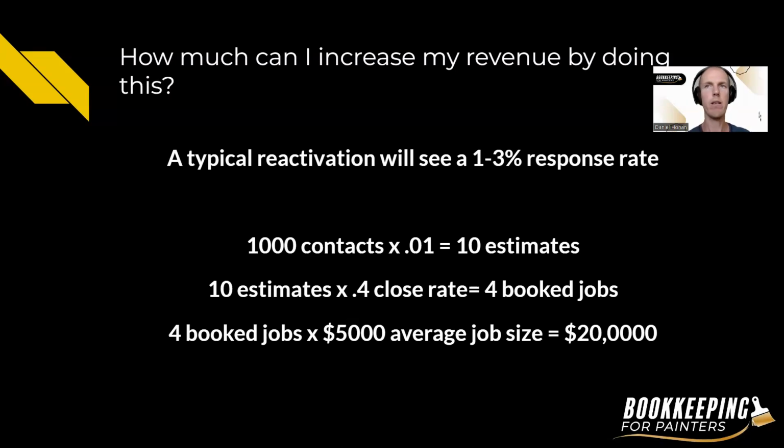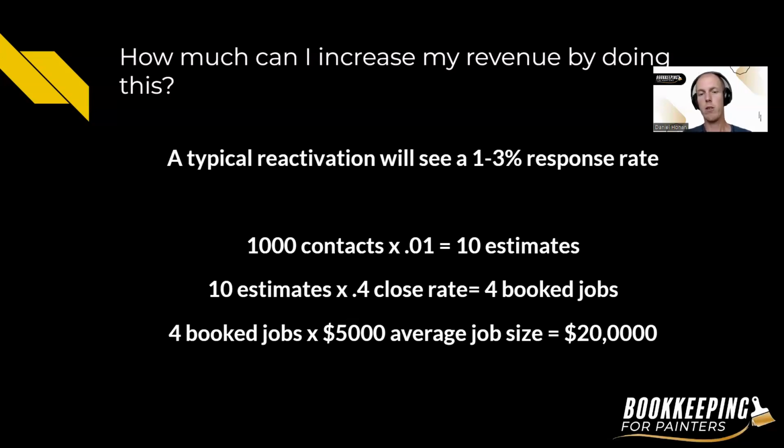It obviously depends on the quality of the list and how old the list is and those sorts of things as well. But generally about a 1% response rate. So if you have 1,000 contacts and send out an offer to them via text message, you get about 10 estimates. And if you do about a 40% close rate, you can book 4 of those jobs.